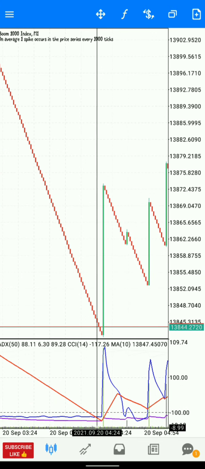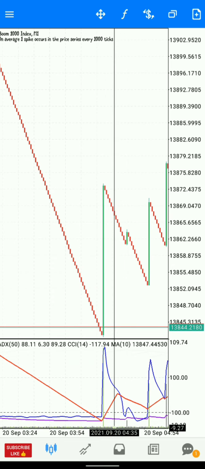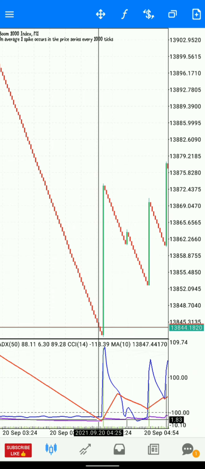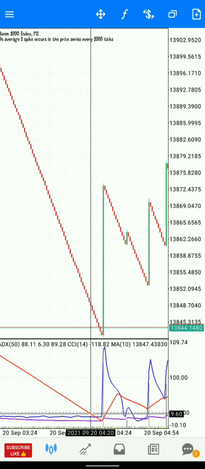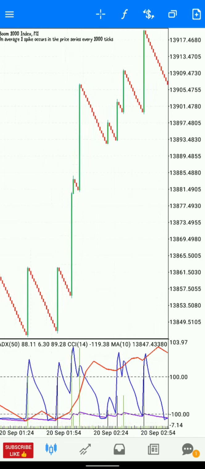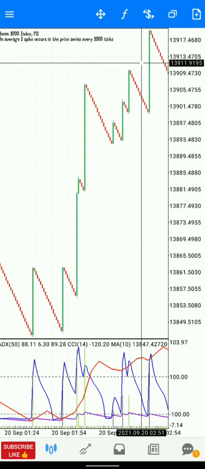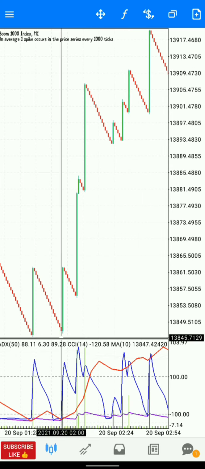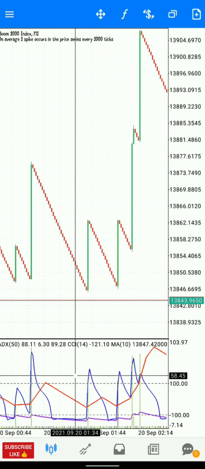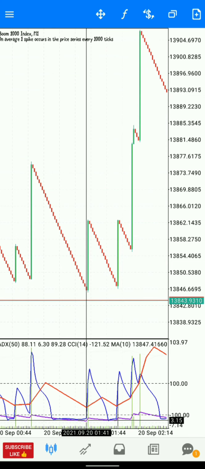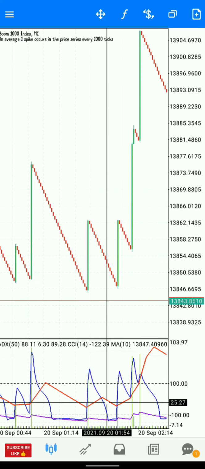If you watch here as well, before this huge spike, everything came below the negative 100 level, the moving average and all that, they all came below the negative 100 level. Let me show you before this huge uptrend here, if you watch here, it came below this level here. First spike came in, still came down again.